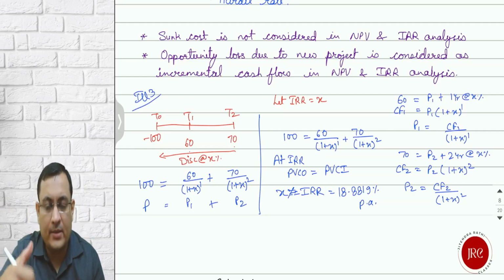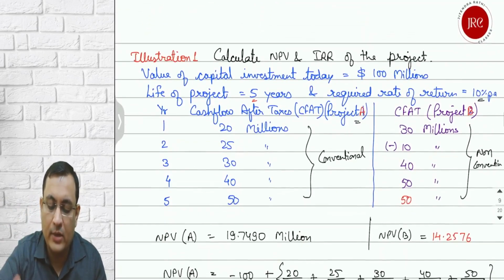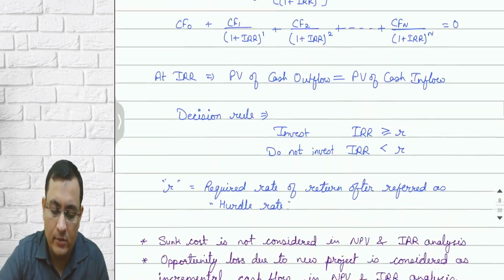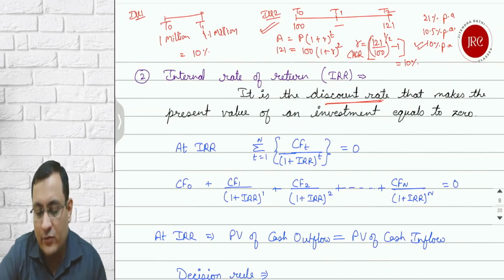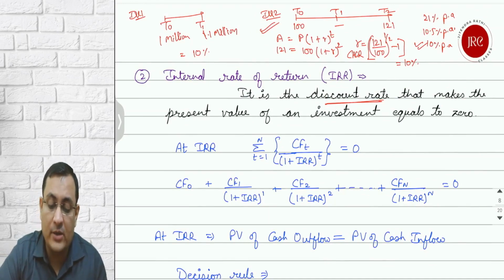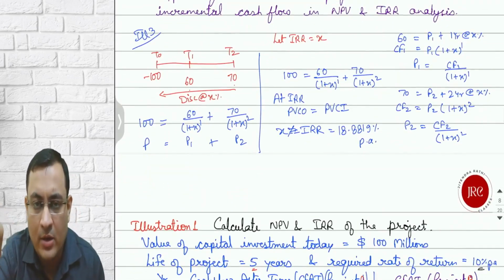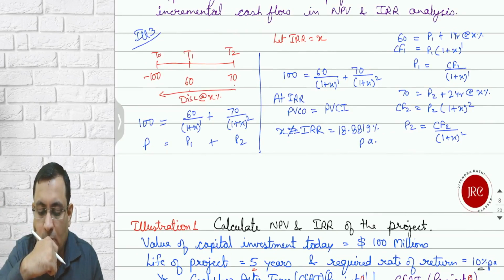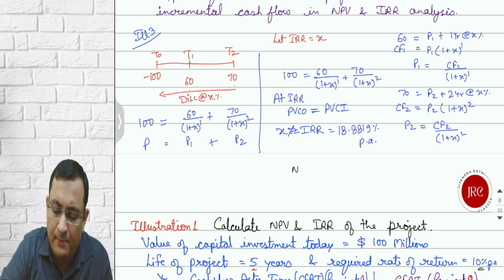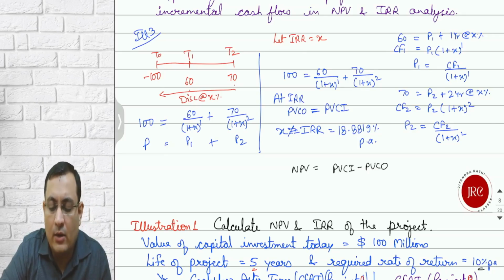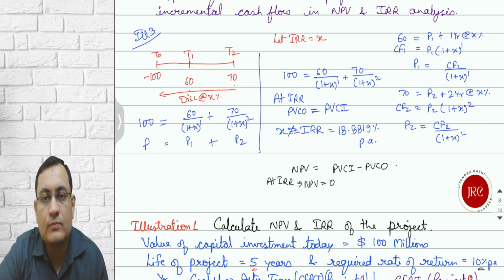Same basis, same method we will be using for calculating the IRR for these two projects A and B also. But first let's find out what this text is saying. So IRR is the discounting rate. It's the rate which we are calculating that makes present value of an investment equal to 0. Now why is it saying present value of investment equals 0? Because here we have equated PVCI with PVCO. And what is NPV? NPV is equal to PVCI minus PVCO. So if these two are equal, automatically at IRR, NPV will be equal to 0.